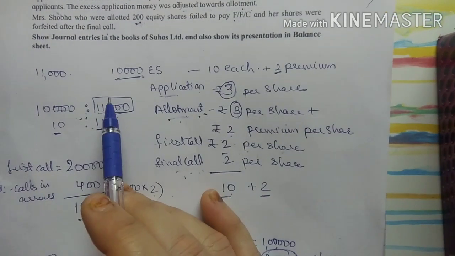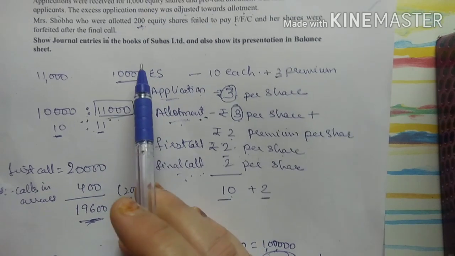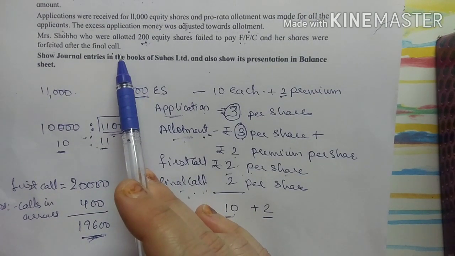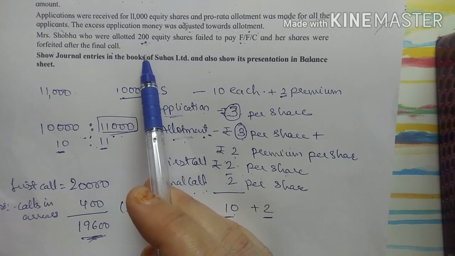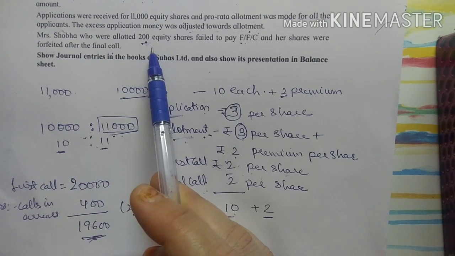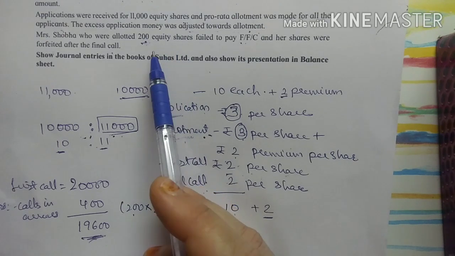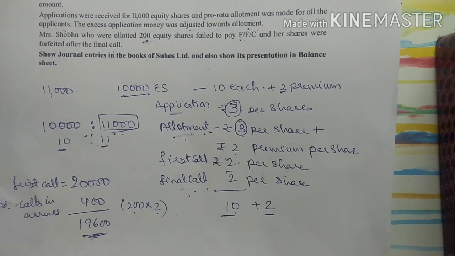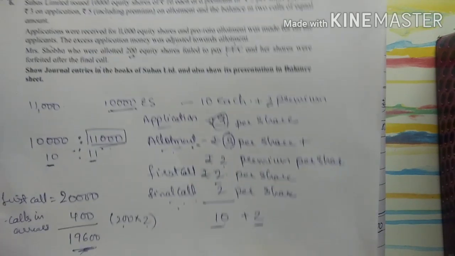Okay, so in this problem we have learned about the forfeiture of shares which was done after the final call for Mrs. Shobha, who is a defaulter shareholder. 200 shares were forfeited, right? And moreover this problem is based on over subscription, right? So thank you.